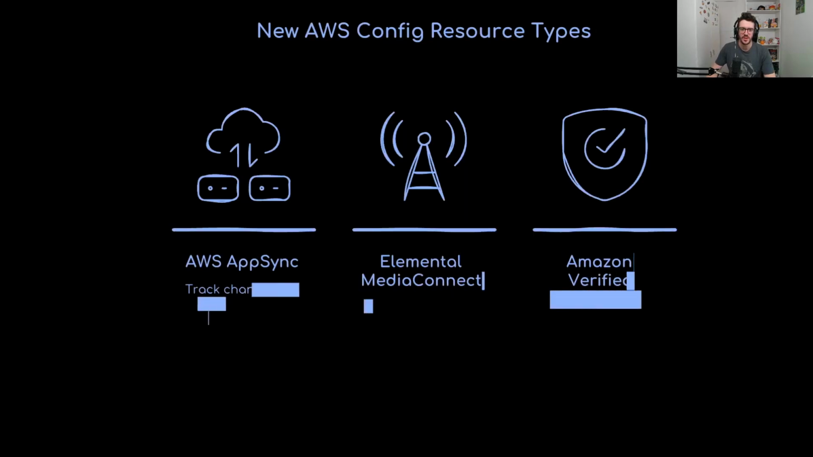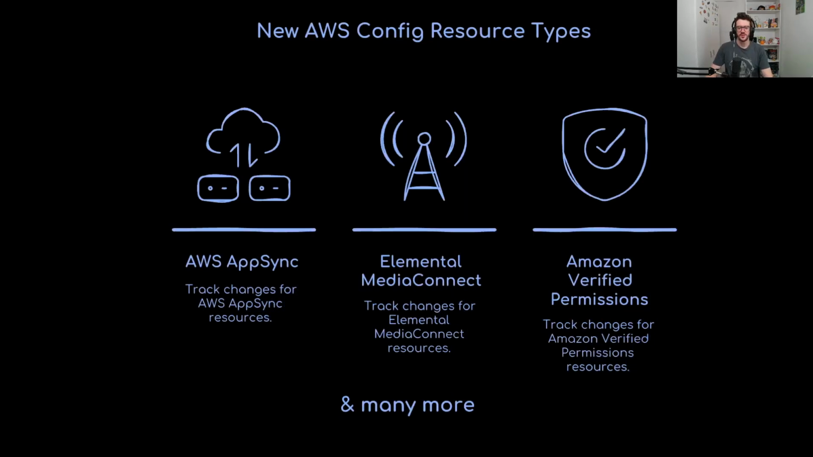Let's continue with the new AWS Config resource types. They have added a lot of new resource types that you can check in AWS Config, such as AWS AppSync, Elemental MediaConnect, Verified Permissions, and many more. You can check all in the link of the full item. For anyone that doesn't know AWS Config, it's a very useful resource for governance and control of the items in AWS. So having new resources in AWS Config will provide you with better governance for your cloud in general.